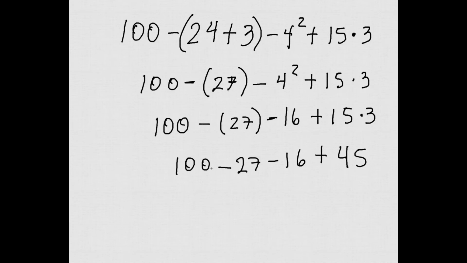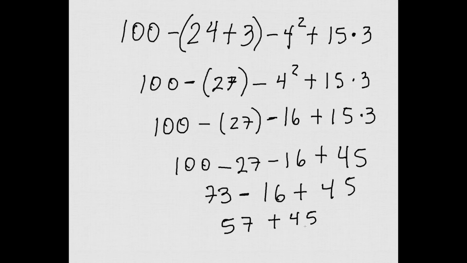Now the next step is subtraction or addition from left to right. First we have one subtraction over here. 100 minus 27 is 73. 73 minus 16 plus 45. Then we do this subtraction. 73 minus 16 is 57. 57 plus 45. And lastly, we need to do the addition. 57 plus 45 is equal to 102. And this is the final result.